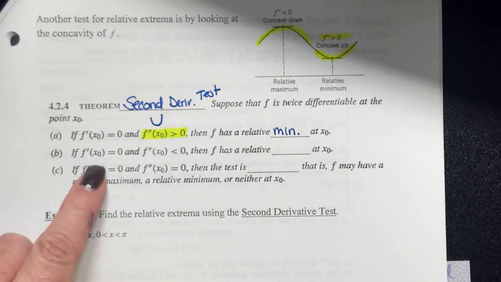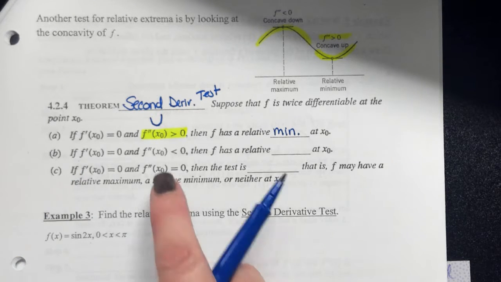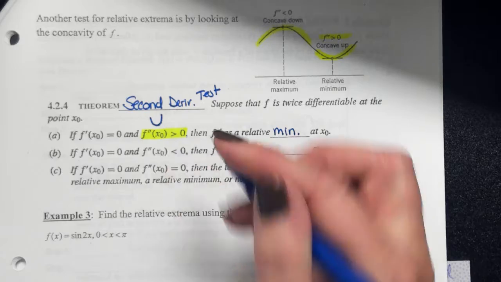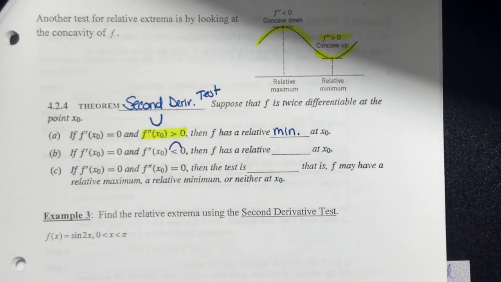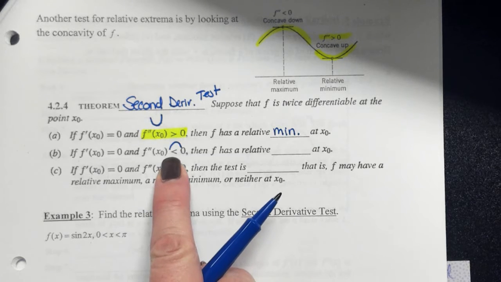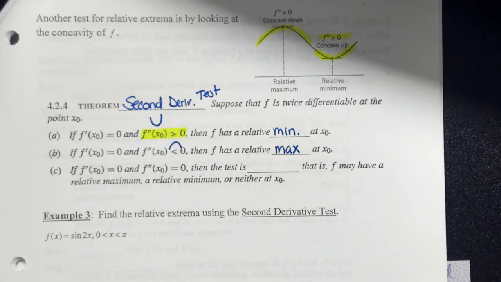If you have a critical number and the first derivative is equal to 0, but the second derivative is less than 0, remember what that means. You know that the graph is concave down at that particular point. So if you're concave down, then f is going to have a relative maximum at that particular x value.